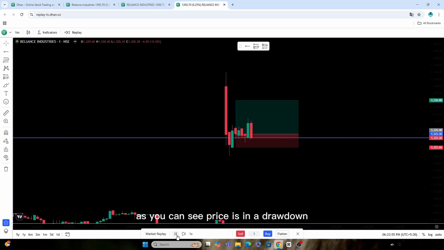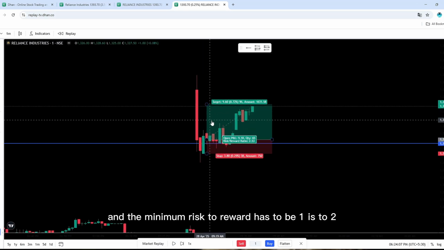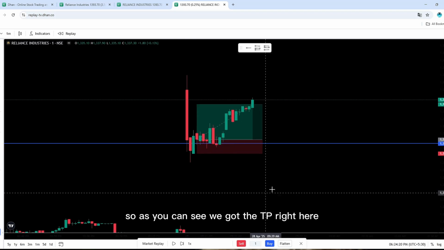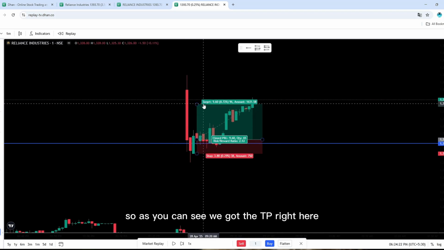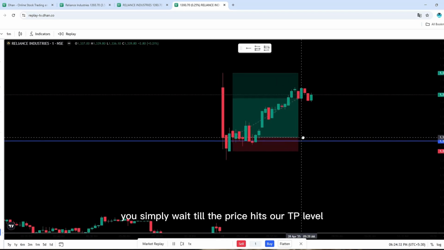As you can see, price is in a drawdown, and the minimum risk to reward has to be 1:2. So as you can see, we got the TP right here, and our final take profit will be the high of day. We simply wait till the price hits our TP level.